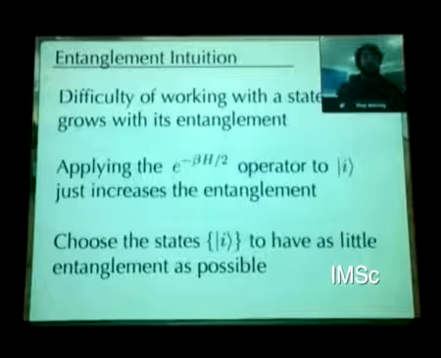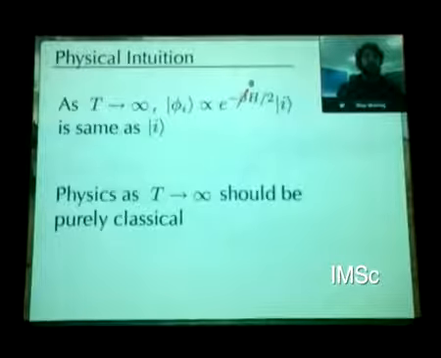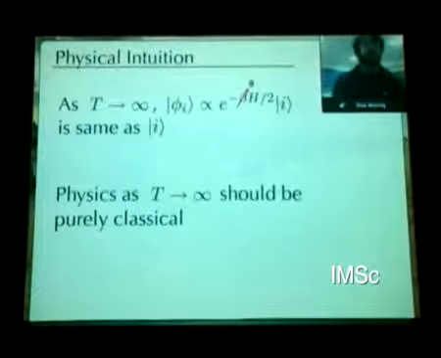If I already has some entanglement, applying e to the minus beta H over 2 to it only increases the entanglement in general. So we want to choose these states I to have as little entanglement as possible, so that when the entanglement does increase, it increases to some low value. The next intuition is a physical one: think of taking our recipe for making this thermal ensemble all the way back to T goes to infinity. That's the same as saying beta equals 0. That means we don't do any imaginary time evolution at all, and so our thermal ensemble is nothing but the states I.